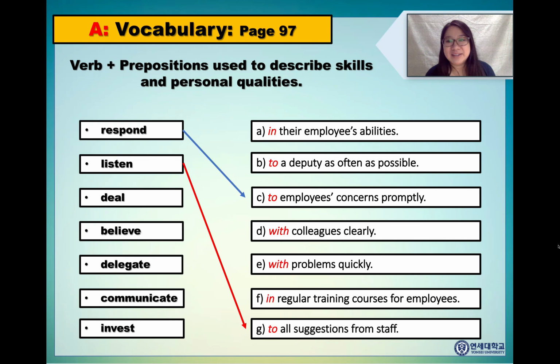Number 3, we deal with problems quickly. This is really important. The longer you let a problem get worse, the more difficult it will be to solve it. Number 4, we believe in our employees' abilities. You need to trust your employees and have some faith in their ability.